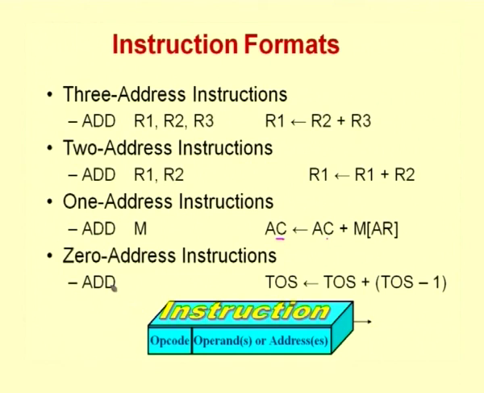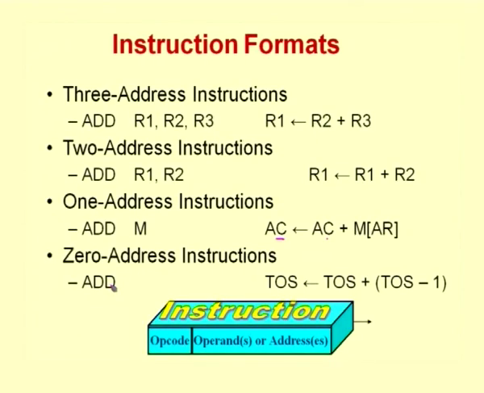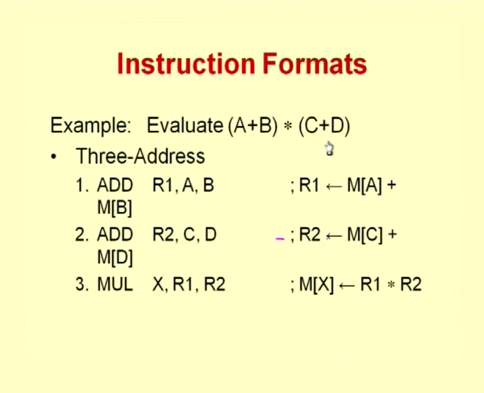So, now we have seen that we have these different types of instructions: 3 address, 2 address, 1 address and 0 address. What we will now do is take a look at how the same evaluation that we did of this formula A plus B into C plus D can be done in all these 3 methods: the 3 address instruction, the 2 address instruction and the 1 address instruction method.